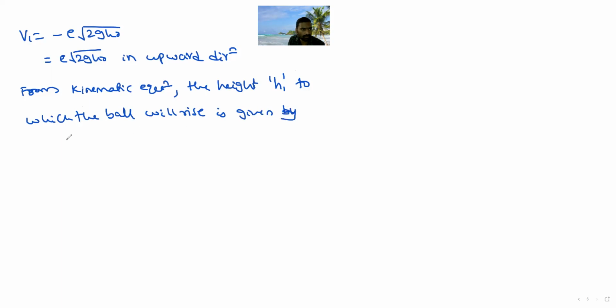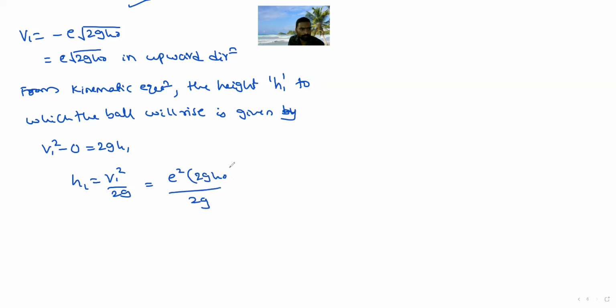by, from the kinematic equation, V1 square minus the initial velocity, which is equal to 0, is equal to 2g H1. So V square minus U square is equal to 2gh. Then H1 is equal to V1 square divided by 2g. Then what is the V1? You have calculated this equation. So that is equal to E square into 2g H naught divided by 2g. So this 2g gets cancelled. So H1 is equal to E square into H naught. This is the standard equation you have to remember. Whenever you want to determine the next bounce height, that is equal to E square into initial height.